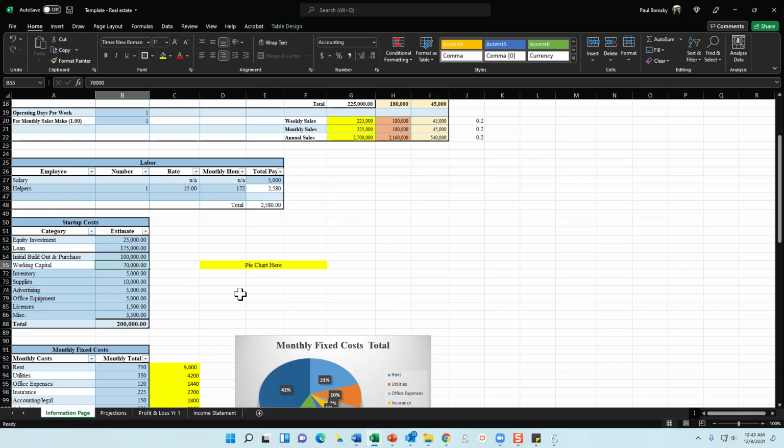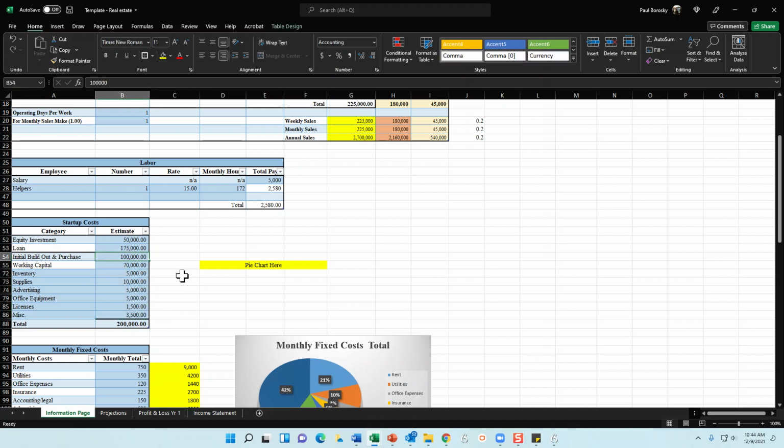We're going to have $70,000 in working capital. Inventory is going to be about $5,000. Supplies $10,000. Advertising to sell the home $5,000, and so on and so forth. But if we're going to invest $50,000 in equity, this is now going to be $225,000. So we're going to have to add some $25,000 to this category right here, in order for our startup funding to equal our total cost.